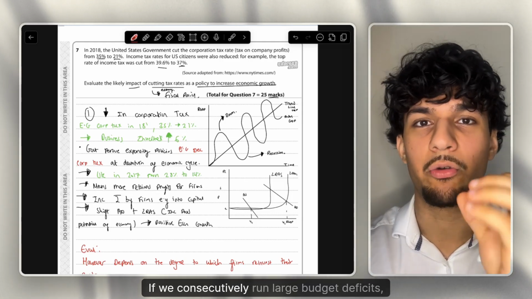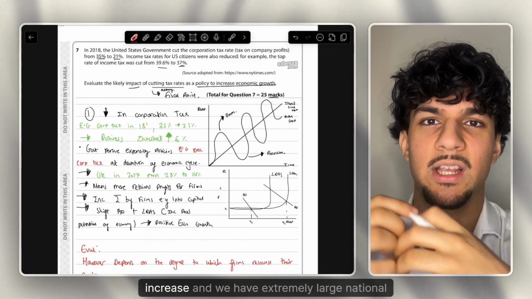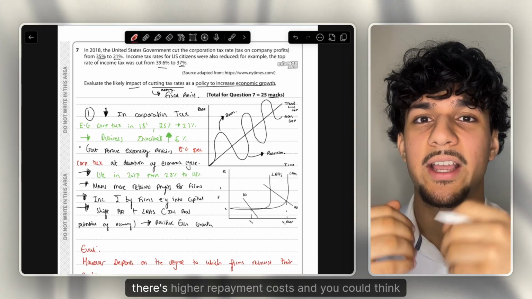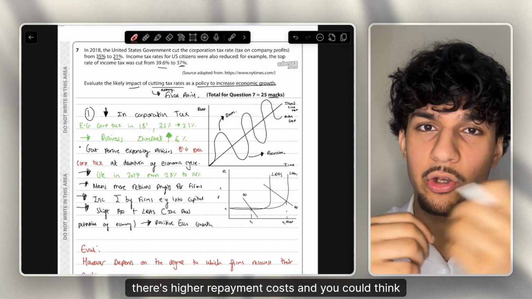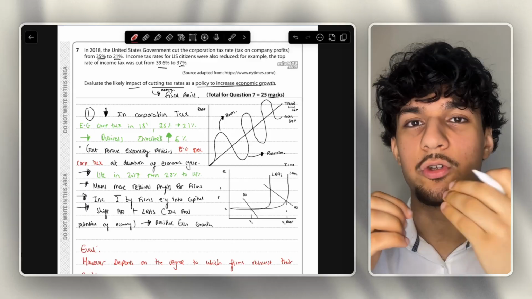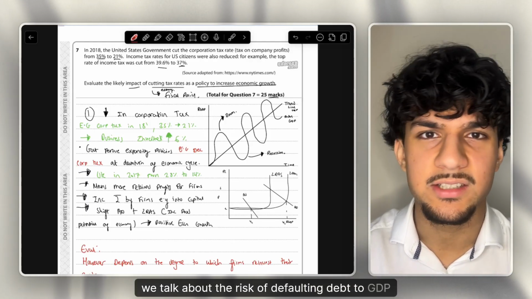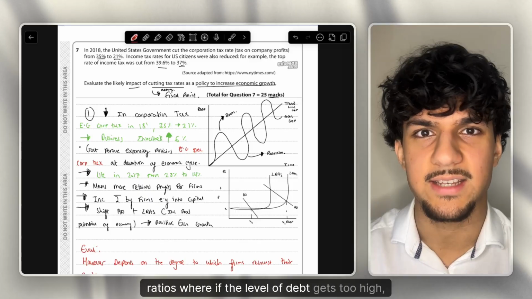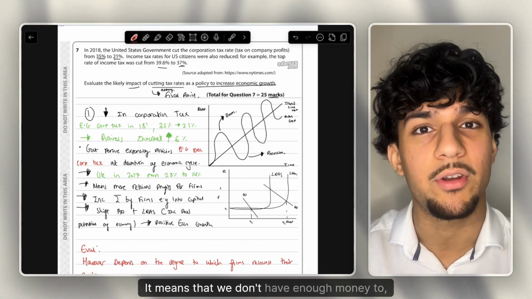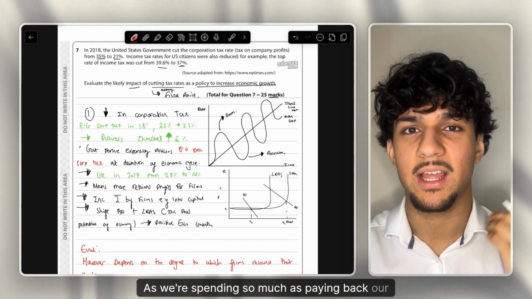If we consecutively run large budget deficits, this means our national debt will continue to increase, and we have an extremely large national debt. What does that mean? It means interest rates get higher, there are higher repayment costs, and you could comment on different aspects of this. You could comment on whether that means future generations will have to pay higher tax, or you could talk about the risk of defaulting, debt to GDP ratios, where if the level of debt gets too high, the repayment costs are too high, it causes austerity, meaning we don't have enough money to spend on things like public services, as we're spending so much just paying back our national debt.